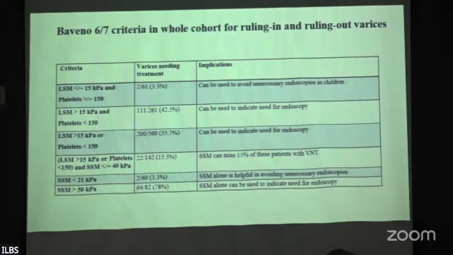This is to assess because multiple previous studies had shown that the Baveno 6-7 criteria may not be validated in the pediatric population, and the studies which were done were predominantly in the biliary atresia cohort. So this is a heterogeneous cohort, and we wanted to see whether the adult cutoffs can be used in the pediatric population of cirrhotic children as well.